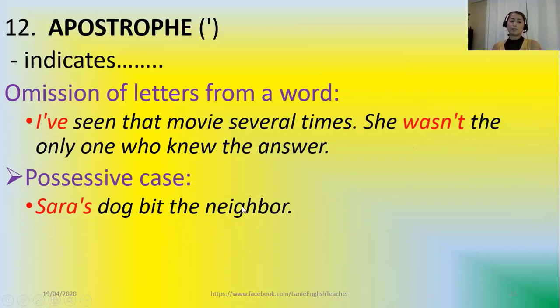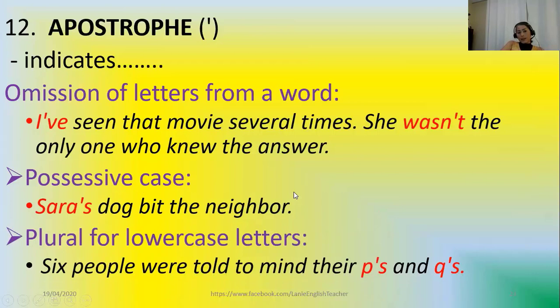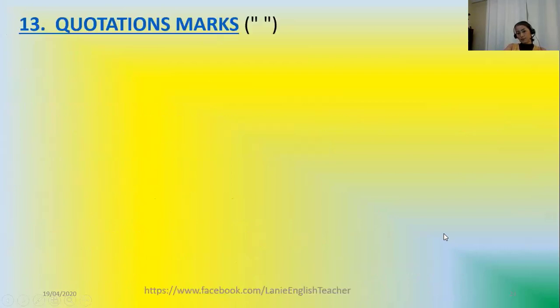Apostrophe also indicates possessive case. Take for example, Sarah's dog bit the neighbor. Sarah's dog, meaning the owner of the dog is Sarah. So we use apostrophe S to show possession. I mean, Sarah owns the dog, so it becomes Sarah's dog. Okay, next, apostrophe also indicates plural for lowercase letters, like six people were told to mind their P's and Q's.